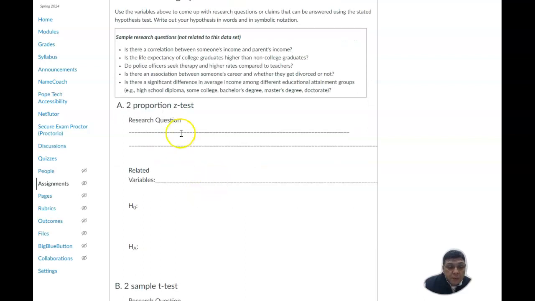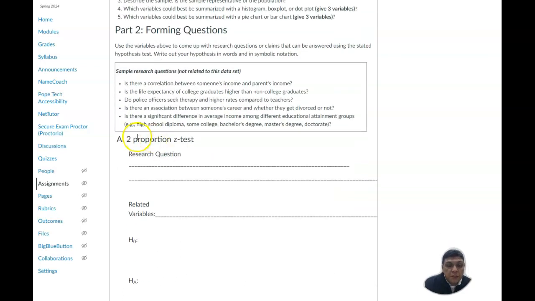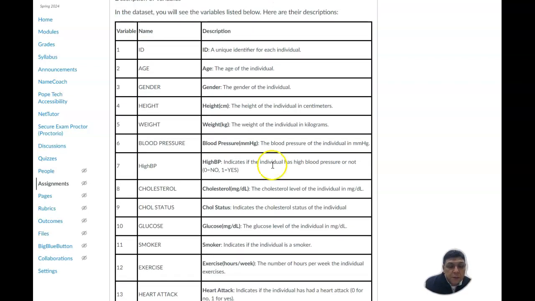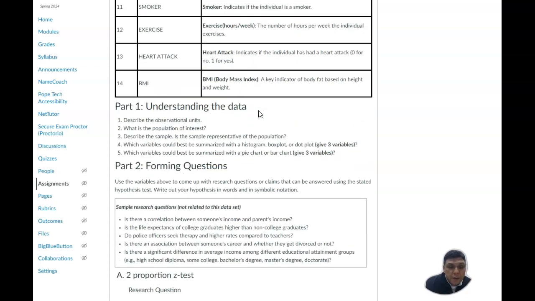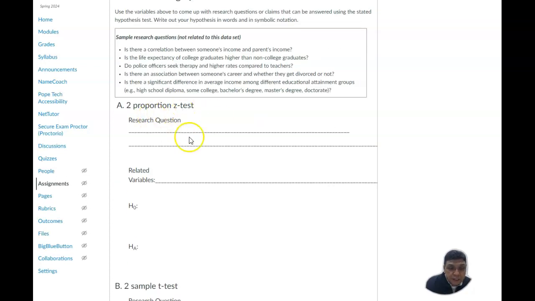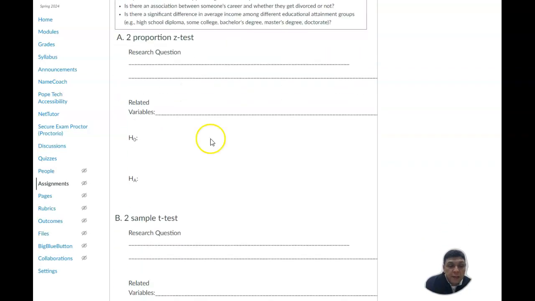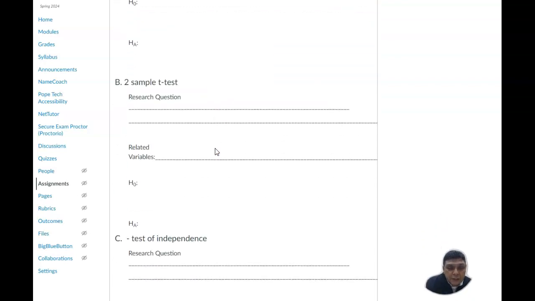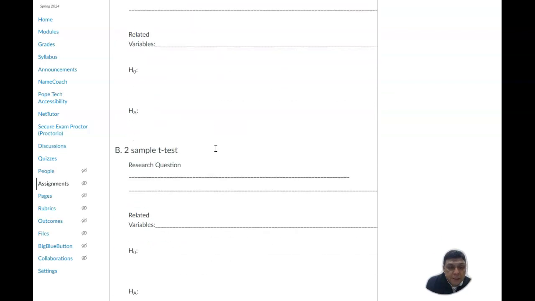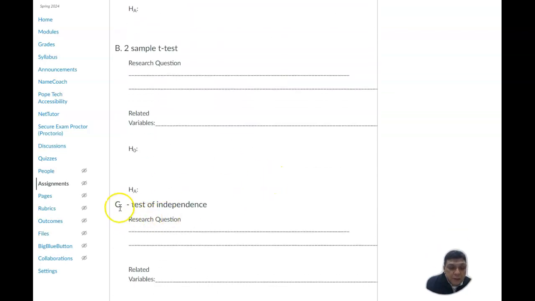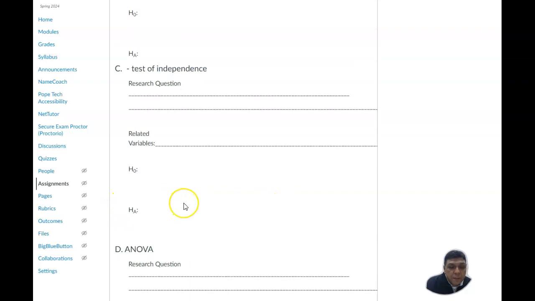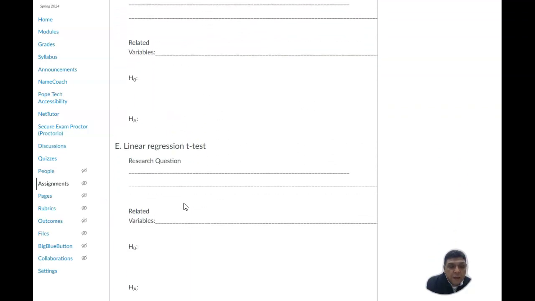And what you need to come up with for this section, part 2, is a research question that can be asked about this data for a 2-proportion z-test. What's the research question? What are the related variables in your research question? And then what would the null hypothesis and alternative hypothesis be in that situation? And you'll do that for a 2-sample t-test, for a chi-square test for independence, an ANOVA, and then a linear regression t-test for the slope.